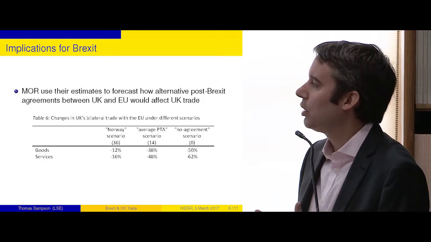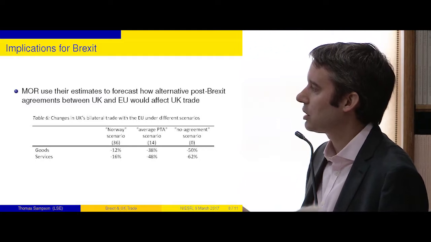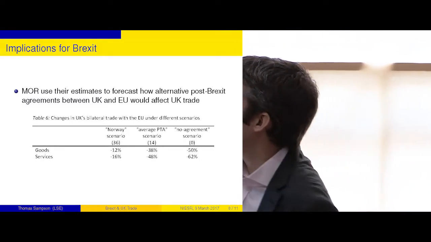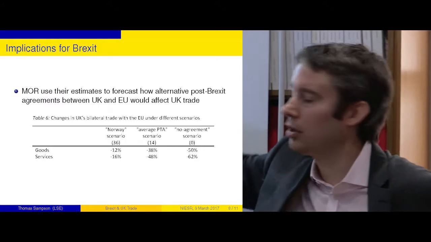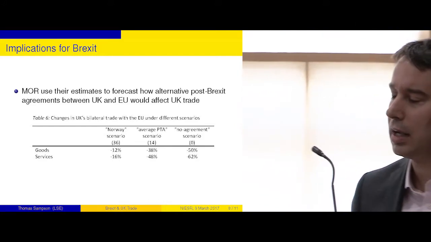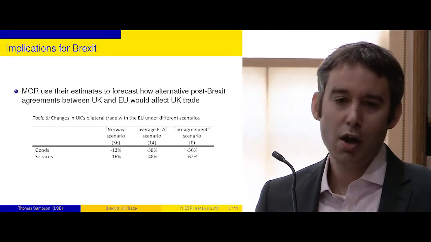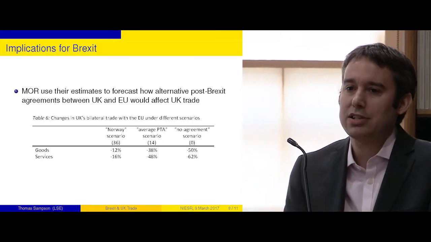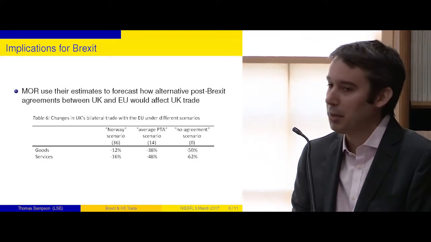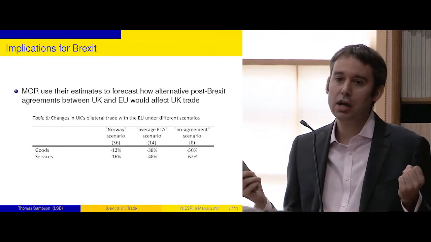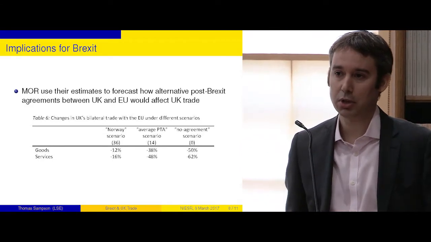And you can see that in all these scenarios, goods and services trade declines, but the drops are much bigger in the no agreement or the average FTA scenario than in the Norway scenario. So this highlights the point that Angus made in his introduction, that sure, we're likely to have a free trade agreement with the EU, but it really matters what's in that free trade agreement. And there is wide scope for different effects depending on how deep the preferential trade agreement is.